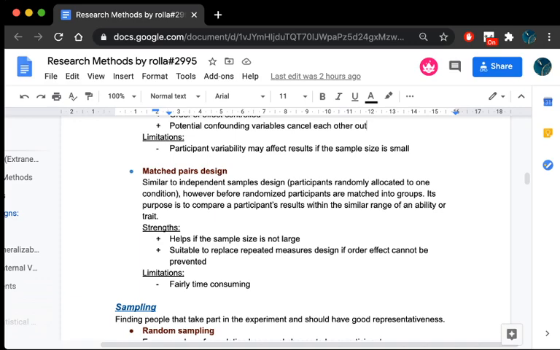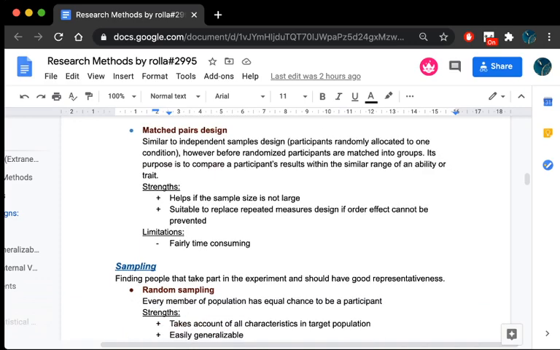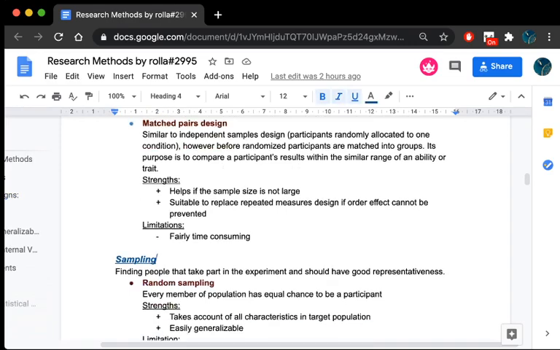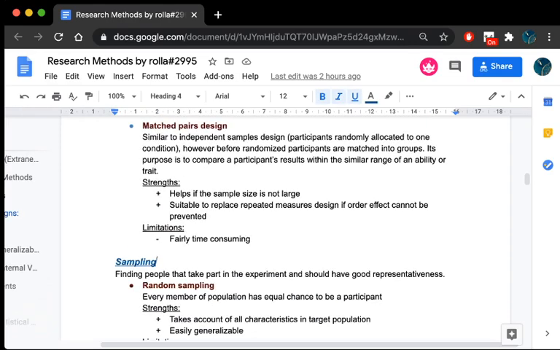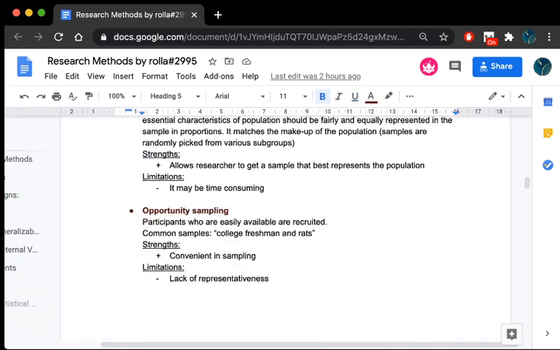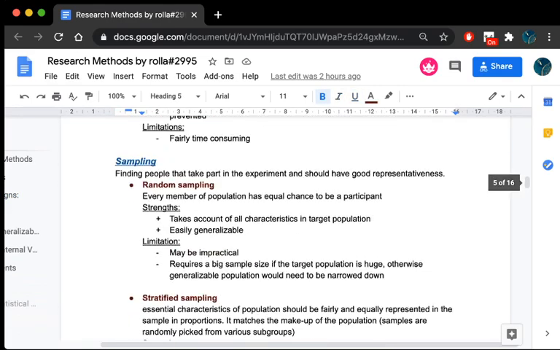This would be helpful if you have a small sample size, and it's also helpful when you cannot prevent order effect. However, it would be fairly time-consuming and kind of annoying to deal with because of the complicated design that you have. Then, okay, next we have sampling in quantitative studies.